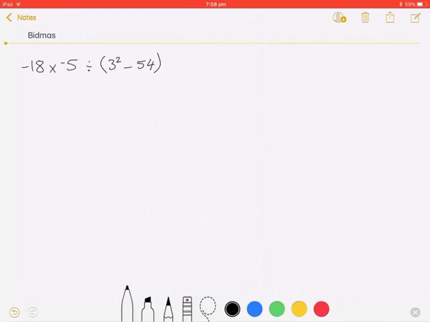All right, brackets is first when we're using BIDMAS. So if I have a look at what's inside that brackets, I've got 3 squared minus 54. Now within that brackets, I still use the BIDMAS rule.